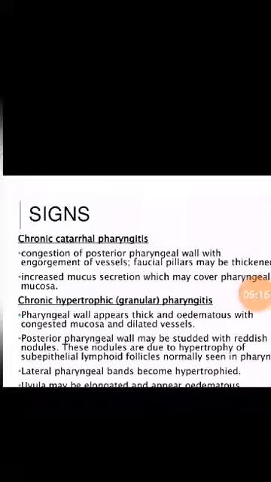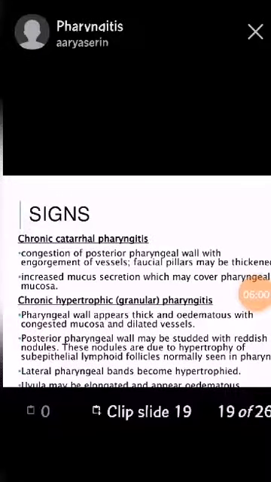Now, there are some signs. We have discussed that chronic pharyngitis has two types as well: the chronic catarrhal pharyngitis and the chronic hypertrophic, or we can say the granular pharyngitis. In chronic catarrhal pharyngitis, there is congestion of the posterior pharyngeal wall, the palatine pillars may be congested, and some increased mucoid secretion on the pharyngeal wall. Now we can see some granular pharyngitis. In granular pharyngitis, the pharyngeal wall appears thick and oedematous.